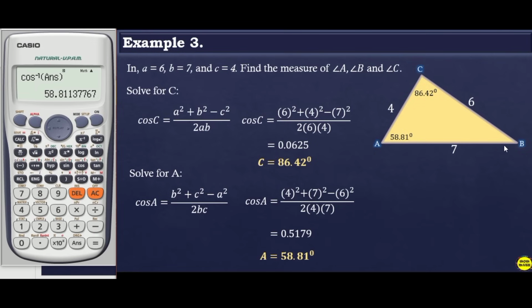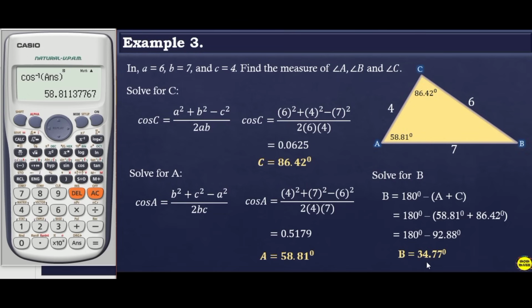Now, makukuha na natin ito. Apply lang natin yung triangle sum theorem. I-minus lang po natin ito sa 180. So, ang measure ni angle B is equal to 34.77 degrees.